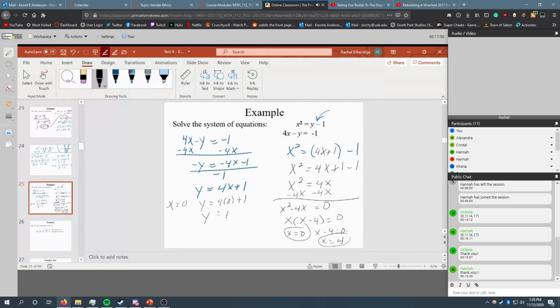So one of my answers is 0, 1. And then I'm going to plug in x equals 4. So I get y equals 17. So those are my two solutions, 0, 1 and 4, 17.